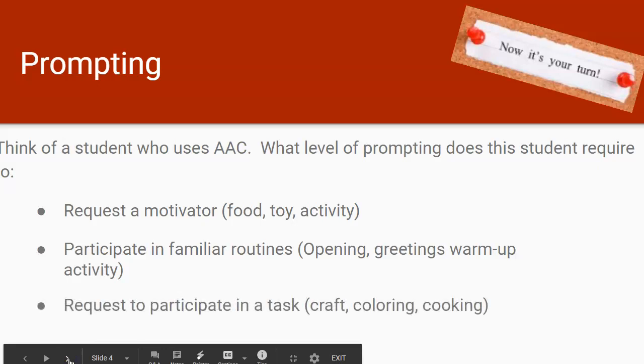What level of prompting do they need to request to participate in an activity or a task? And then what level of prompting do they require when responding to questions about a lesson? This may also vary depending on the type of lesson. Is this a new skill that the student just learned or a familiar skill?